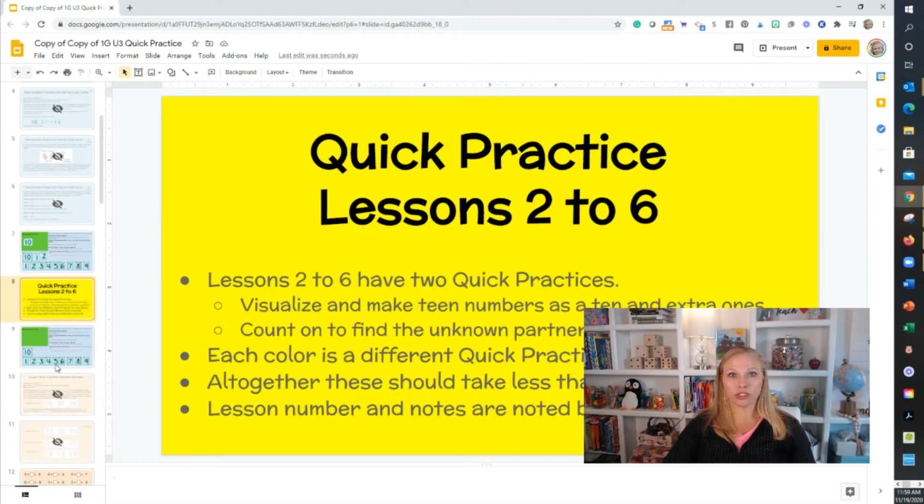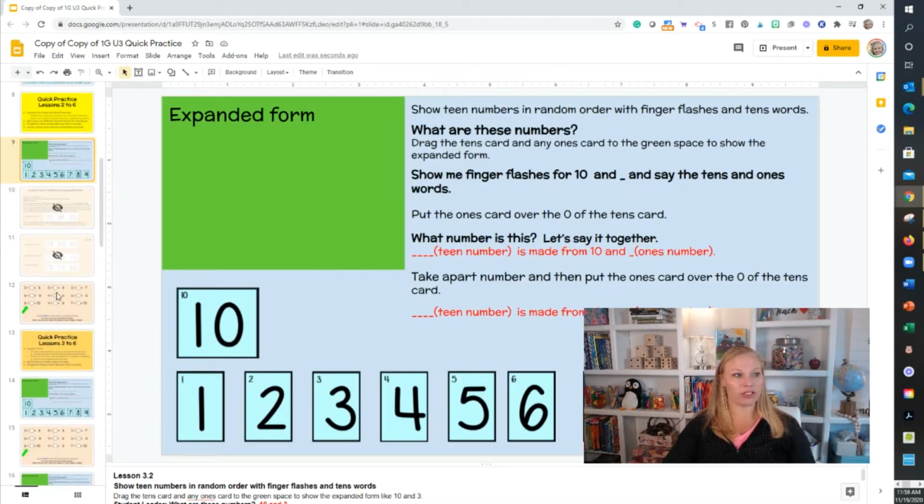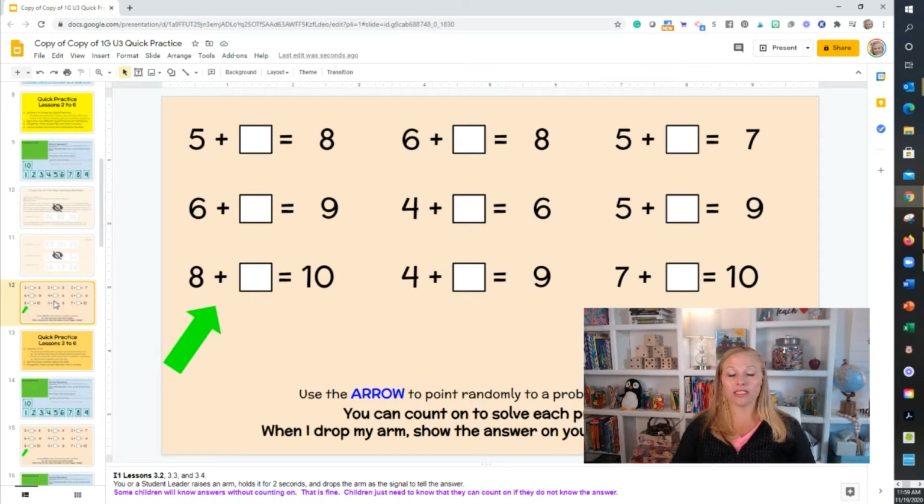Then you get to Lesson 2 and you're going to do the same thing. You have your teen numbers again, and now we're going to continue to practice counting on. So remember that quick practice is oftentimes rehearsing what we've already learned but that students are not yet fluent with. So here we are with counting on, and this is where we have an unknown partner. And so we're going to stop with our fingers when we get to that total.